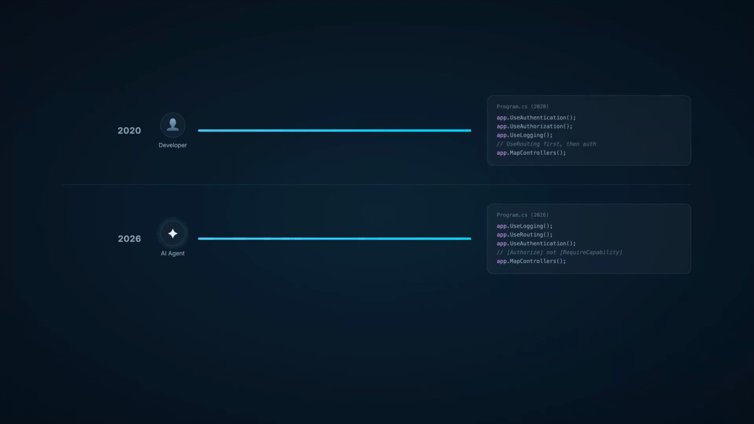Here's the new problem. AI coding agents now write the same plumbing in minutes instead of weeks, faster than ever. But the patterns each agent picks, for identity, for logging, for service registration, are still slightly different every time. Speed without consistency is just faster drift.